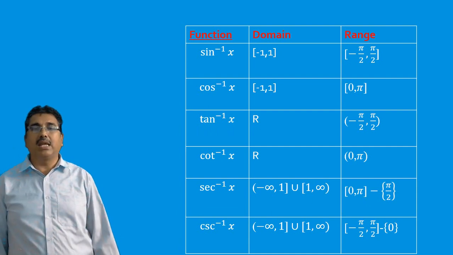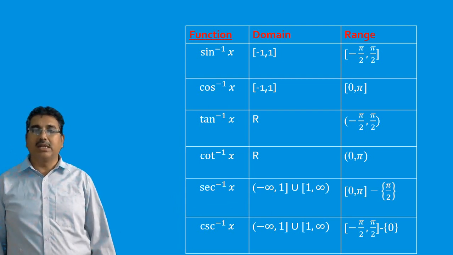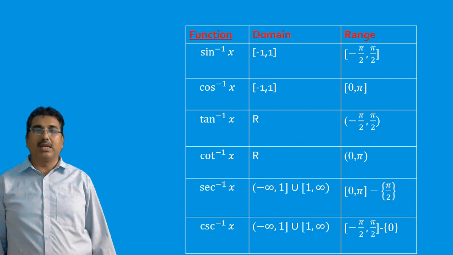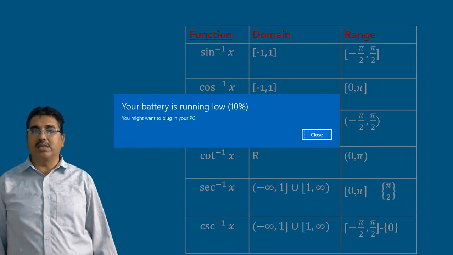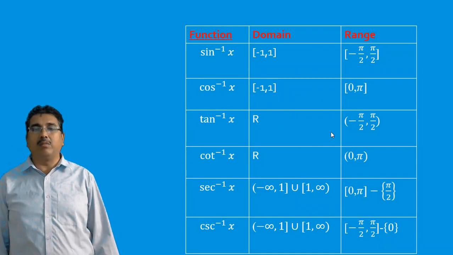Also see the ranges. The range of sine inverse, tan inverse and cosecant inverse are the same except some values. Similarly, the ranges of cos inverse, cot inverse and secant inverse are the same except some values.